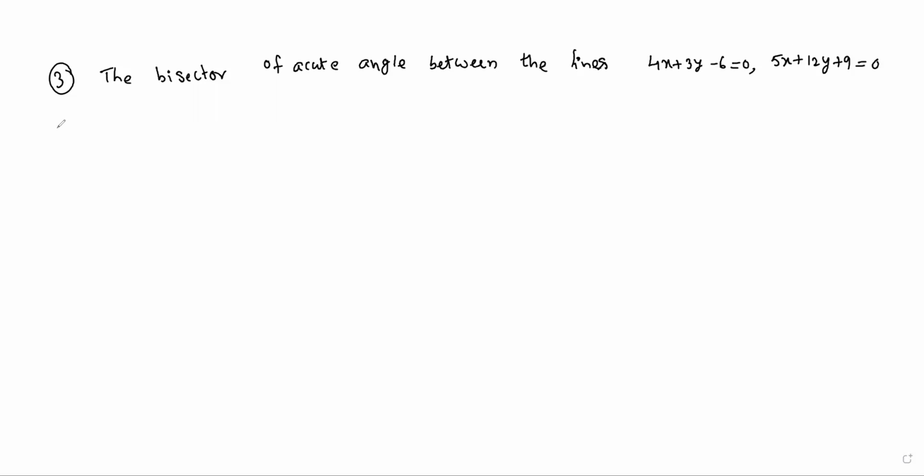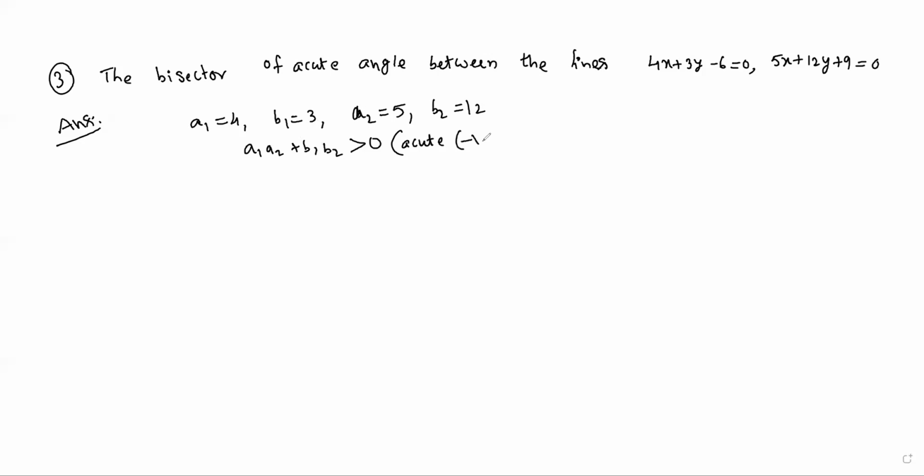Okay, they're asking for the acute angle bisector, clearly. But the sign, plus or minus, we don't know. Now we'll decide which one based on the a1 a2 plus b1 b2 value. Here a1 value is 4, b1 value 3, a2 value 5, b2 value 12. If you find a1 a2 plus b1 b2, clearly you'll get greater than 0, because all are positive. So when a1 a2 plus b1 b2 is positive, for the acute angle bisector, what symbol will you take?